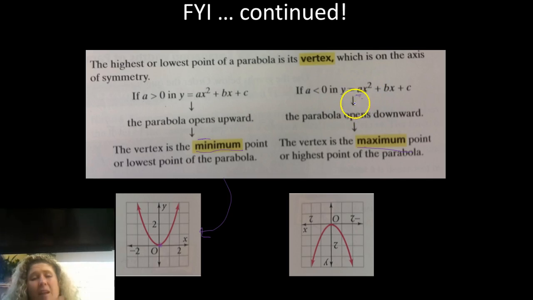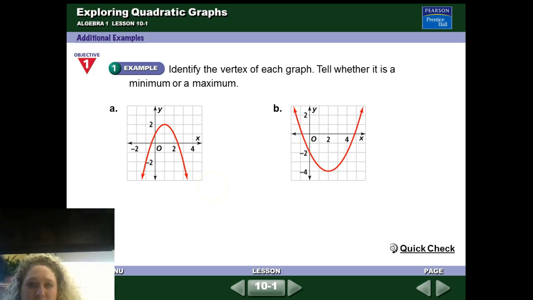Here, my a is less than 0. If my a is less than 0, it's a negative, like -1, -2, -3, continued on. Ignore how I just flipped this graph, but this is the shape we're going to get. The U is going to be flipped downwards, or my parabola is going to be flipped downwards. Here, this is my highest point right here at my vertex. Since that is my highest point, that is my maximum point. We'll get into this: identify the vertex of each graph and tell whether it is a minimum or a maximum.